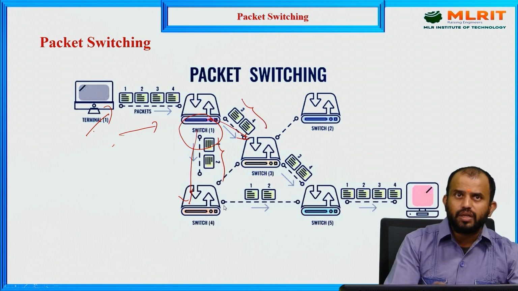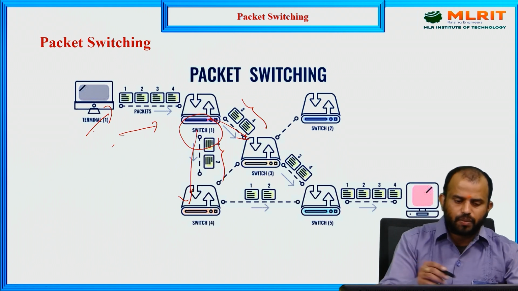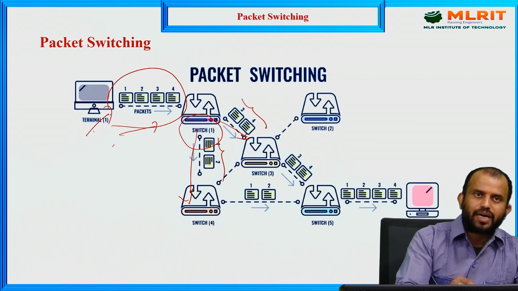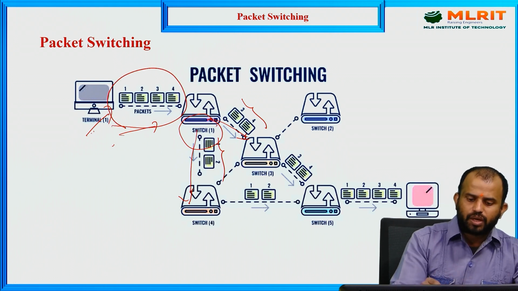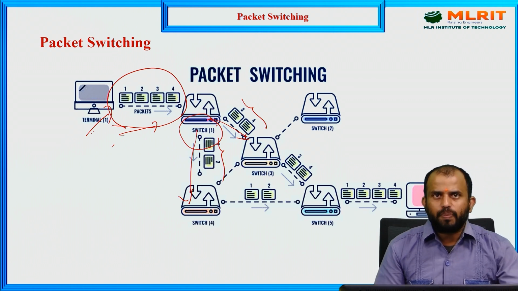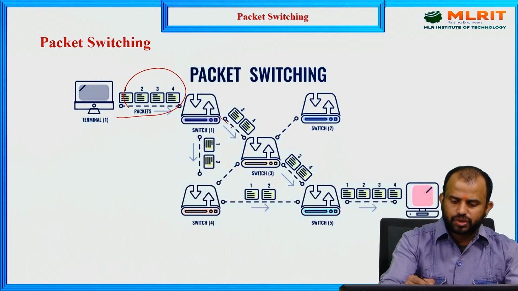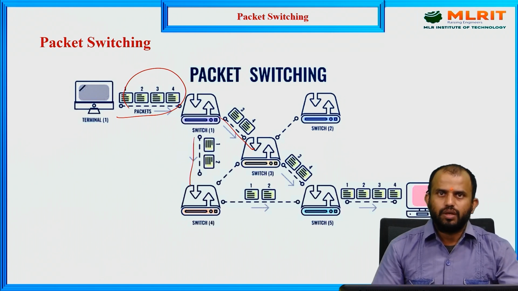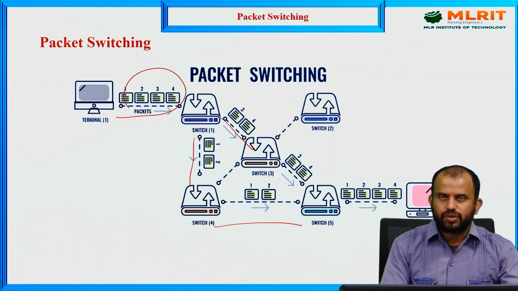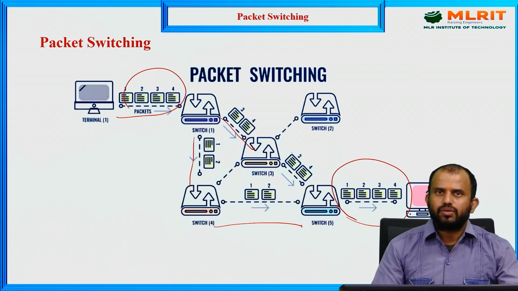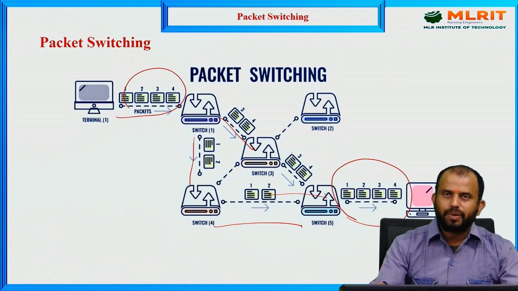Here a splitting kind of mechanism is there. For example, 4 packets are transmitted from terminal 1 to terminal 2 via switch 1. Out of these 4 packets, 2 packets are switched to switch 3 and the other 2 packets to switch 4. Similarly, switch 4 goes to switch 5. Again you are able to merge them, so packets 1 and 2 merge with packets 3 and 4.